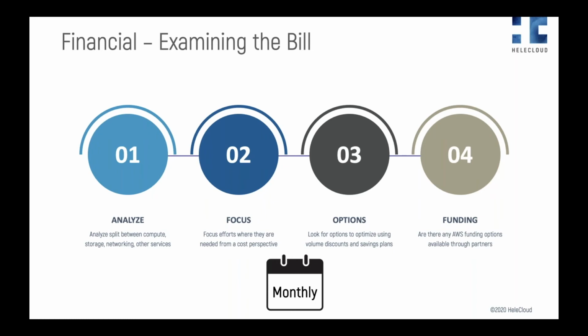AWS will give you proof of concept credits if you want to try out a new service or technology in a well-controlled and defined way. For example, if you want to try out a blockchain database using AWS Quantum Ledger. The second funding channel is workload modernization.